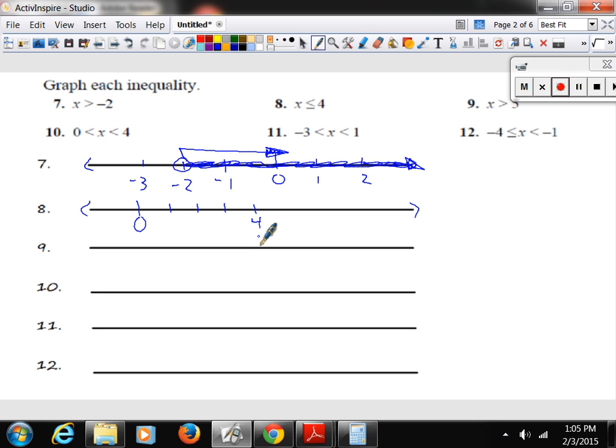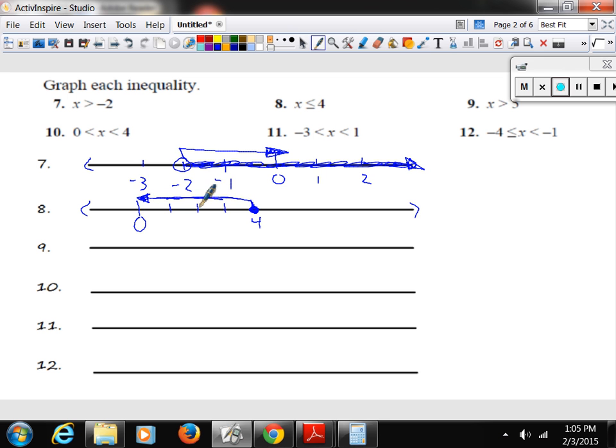And Jackie, what kind of dot, open circle or closed dot, do you think I'm going to put here? Closed, good, because it says equal, so that's going to be closed. And which way do you think I would shade? Left or right? Left is right, good, left.